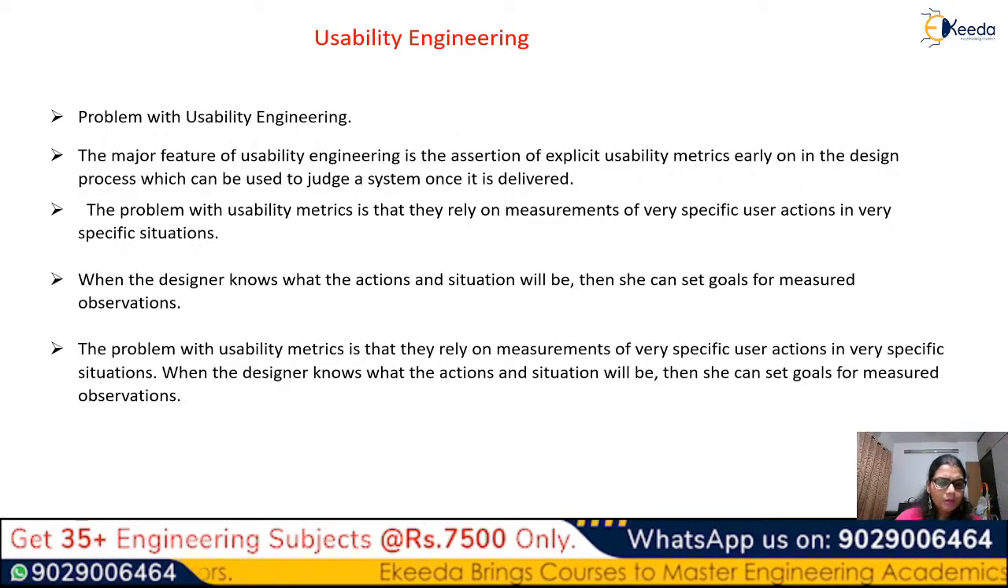Then the problem with usability metrics is that they rely on the measurements of every user action in a specific situation. That is, is it user friendly, is the user able to use it, is it feasible to use, user feasibility, and so on. There are certain metrics in there. There's a measure of how they're going to use it. Again, there is a quality assurance team that is going to measure. They're going to put this on paper and document all those things.